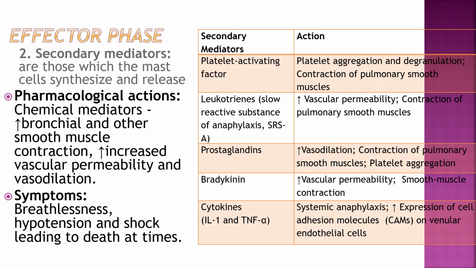Secondary mediators are those which the mast cells newly synthesize and release. The pharmacological actions of these chemical mediators increase bronchial and other smooth muscle contraction, increase vascular permeability and cause vasodilation. The symptoms are breathlessness, hypertension and shock, leading to death at times. Examples are platelet activating factor, leukotrienes, that is slow reactive substance of anaphylaxis, prostaglandins, bradykinin, and cytokines, for example interleukin-1 and tumor necrosis factor alpha. They cause systemic anaphylaxis and increase expression of cell adhesion molecules on venular endothelial cells.